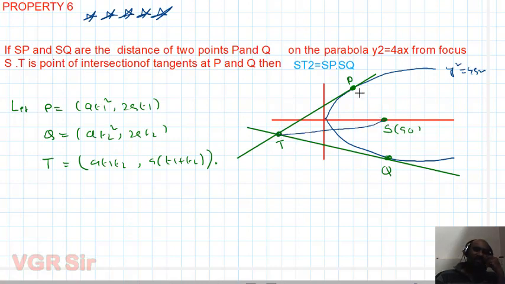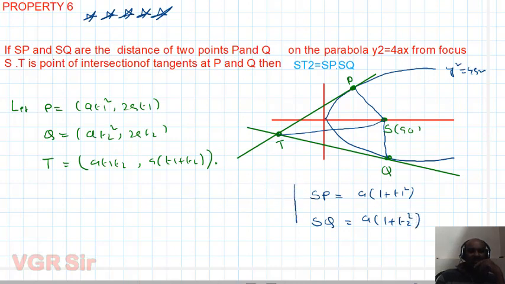Okay, we want to prove ST square equal to SP into SQ. Just using the distance formula, I will complete the whole thing. First of all, I will find SP. SP is already derived, initially a times of 1 plus t1 square. Derived already. So SQ also derived. That is called focal distance. a times of 1 plus t1 square is the focal distance. So a times of 1 plus t2 square is the other. So you should remember these focal distances.